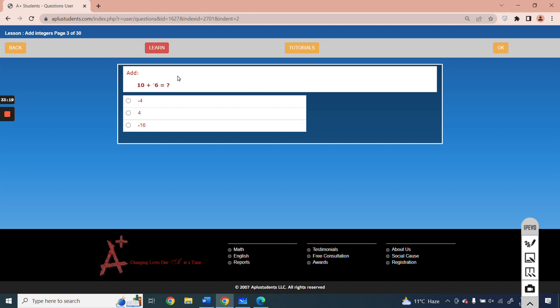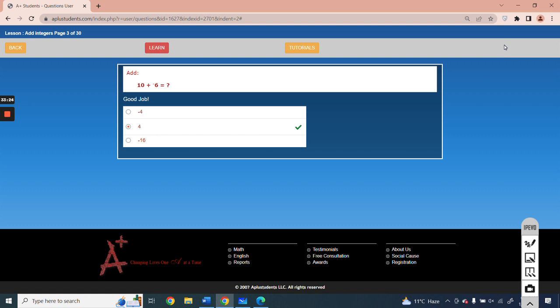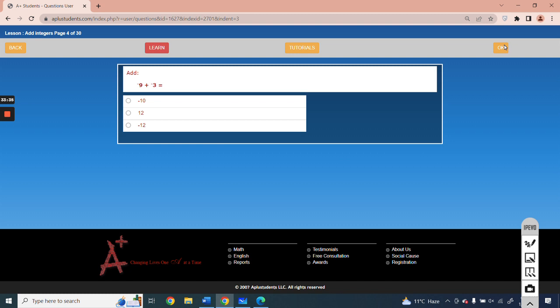Got it? The correct option is positive 4. Just select the correct option, then click on the OK button. Okay, -9 and -3 is, you have to add both the numbers and you have to put a negative sign. 9 and 3 is 12, so the answer is -12. Got it?